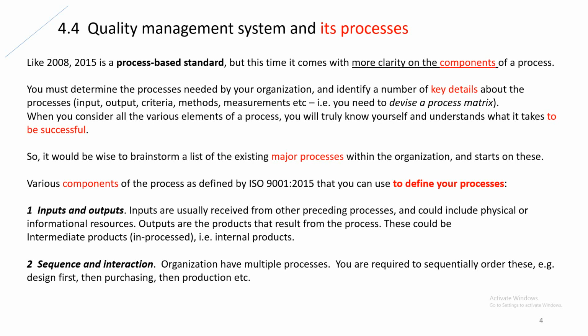So what you can do as a group, you can brainstorm. You choose major processes within your organization, meaning for you it's going to be production. Let somebody else worry about the purchasing process, maybe the R&D process. Talk about the production, and the various components of the process as defined by ISO 9001:2015 that you can use to define your process.